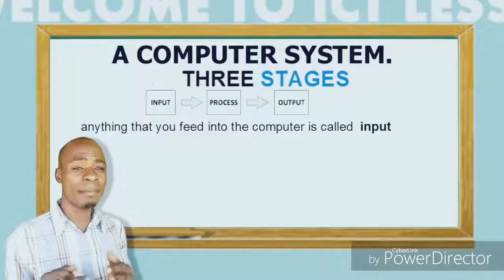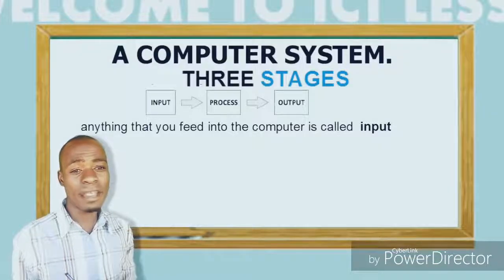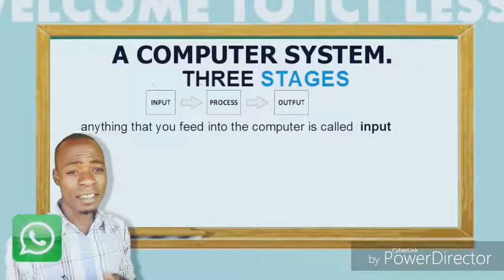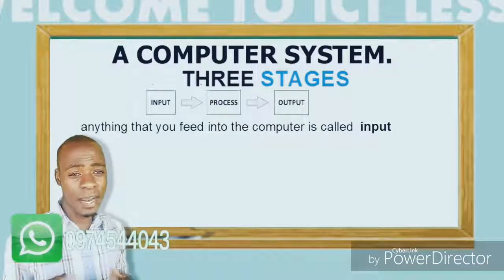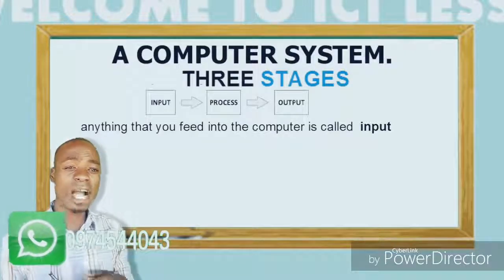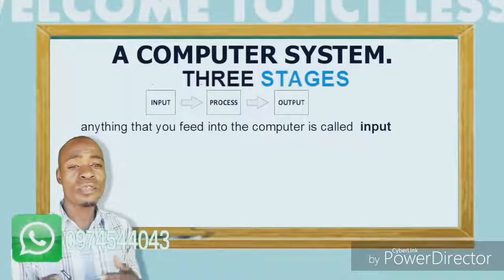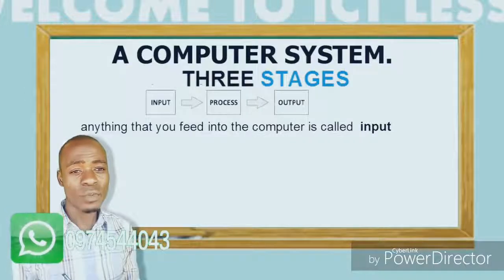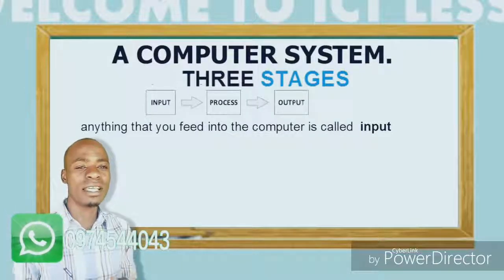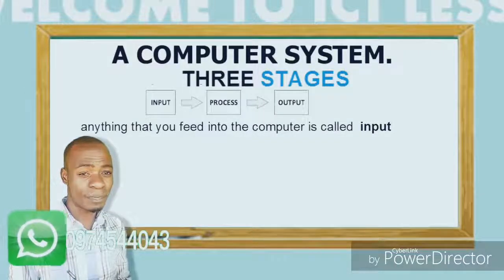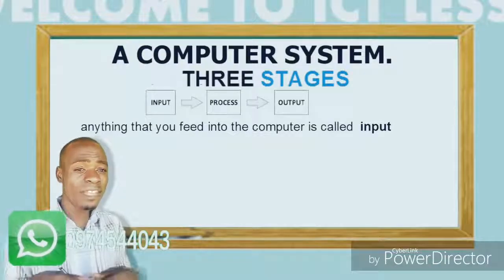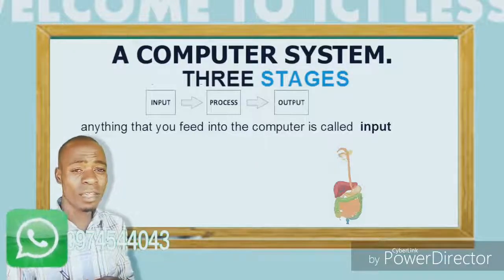It can be on a plain paper. For example, you were typing. After you finish typing, then you can print out the work. That is output. Or through the monitor, you can see it through the monitor. That is output. So that's why I gave you an example of a human being.